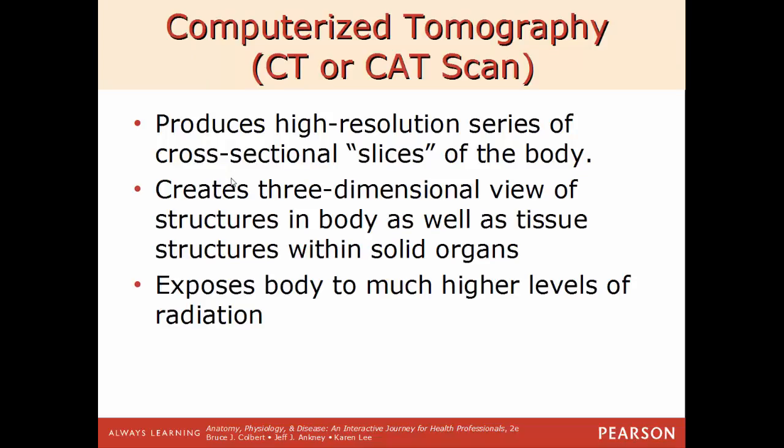The CAT scan or CT scan will produce a very high resolution series of what are called slices of the body. This will create a three-dimensional view of the structures as well as tissue structures and solid organs. Now this is really good detail in this type of imaging, but it will also expose the body to much higher levels of radiation.